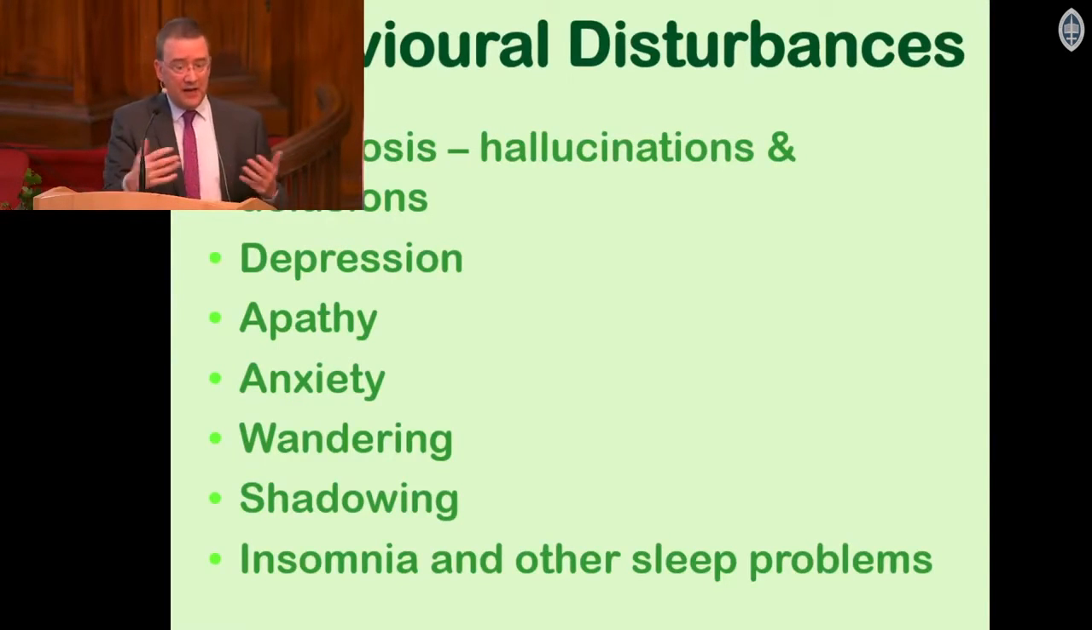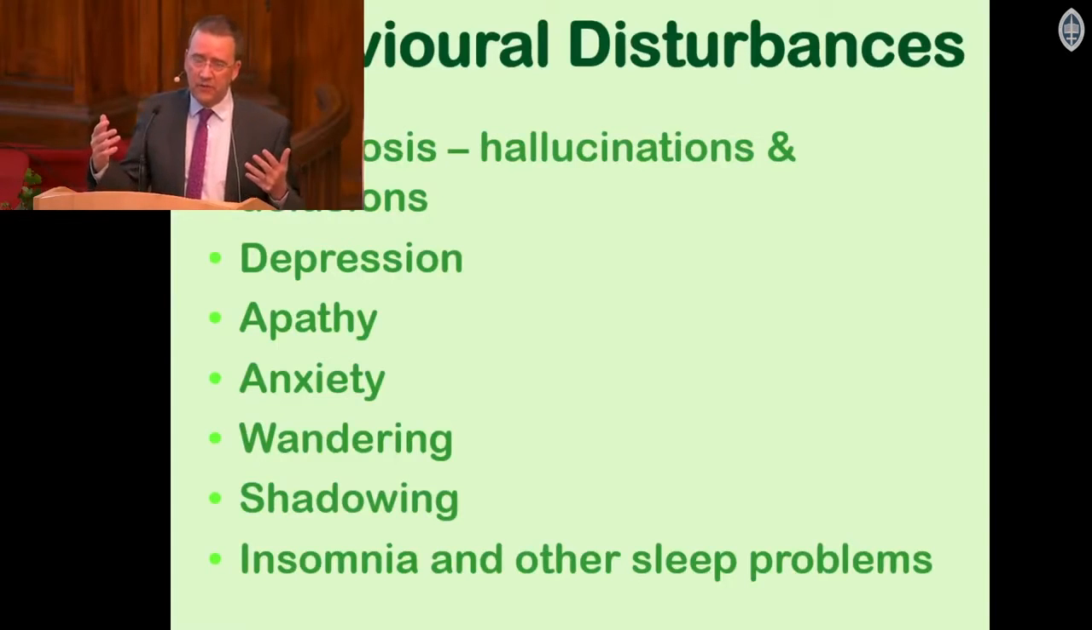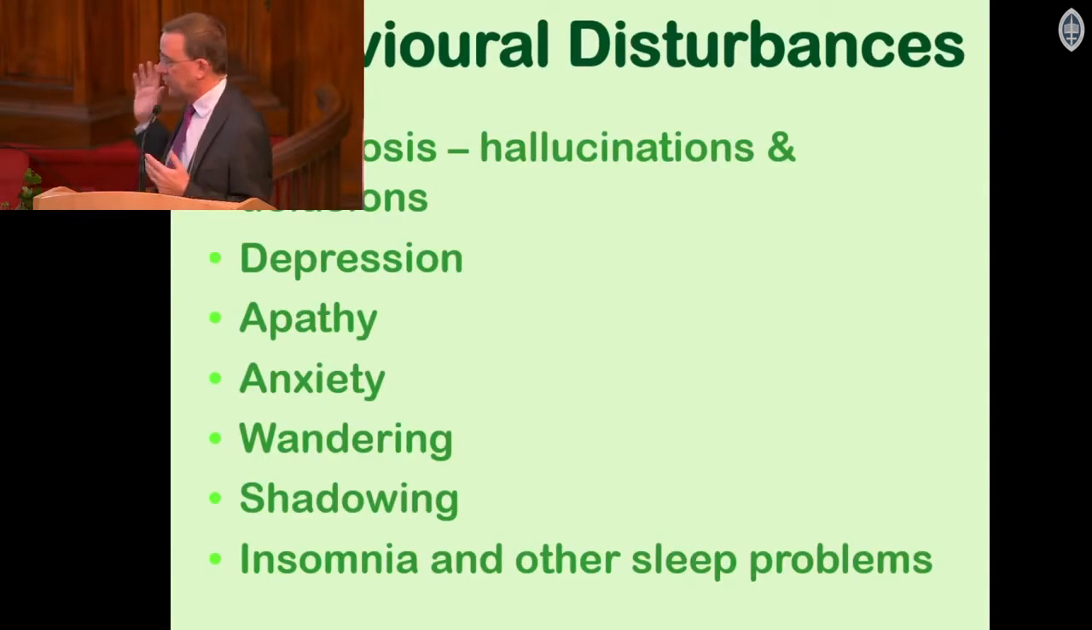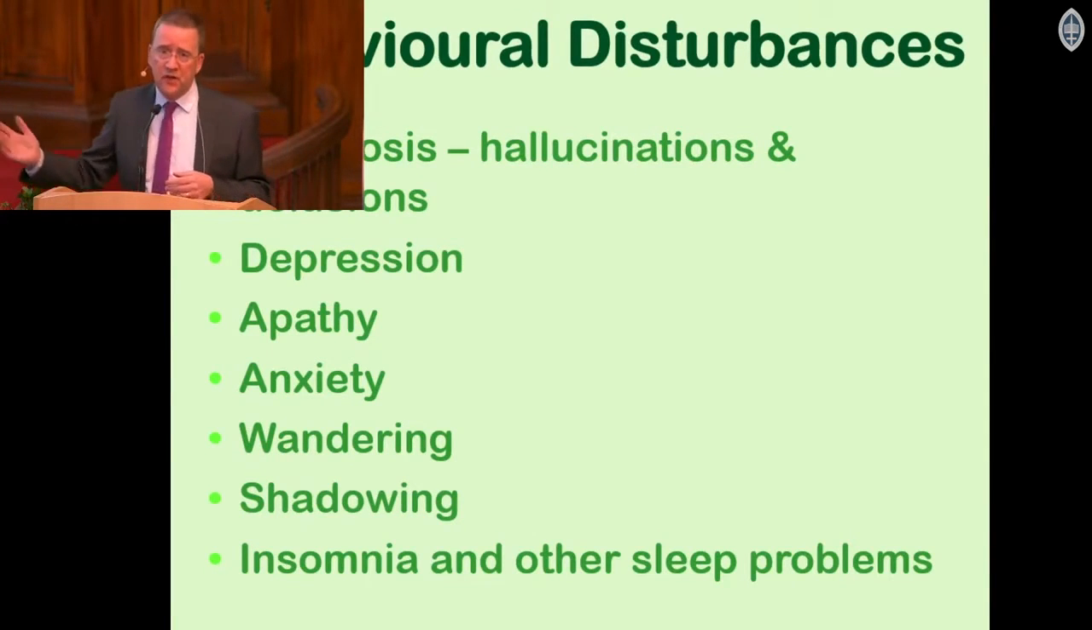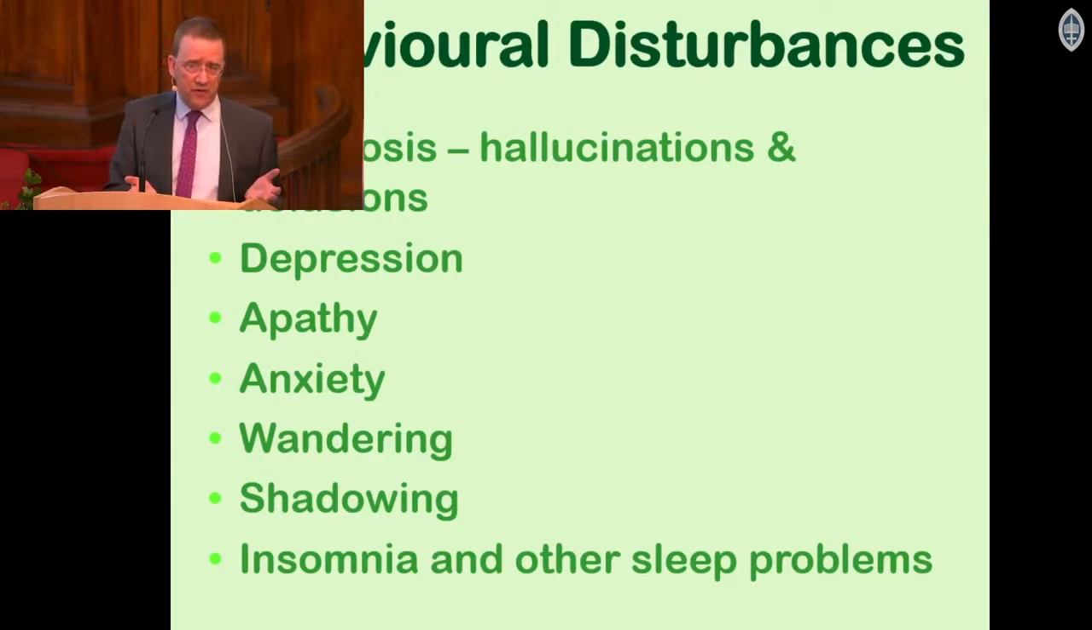And it can lead to aggression because it's so annoying. That's why it's called shadowing, because they're just always there. They're just kind of stuck onto you. And it's very difficult. Wandering behaviours, again, very common in people with more advanced dementia.